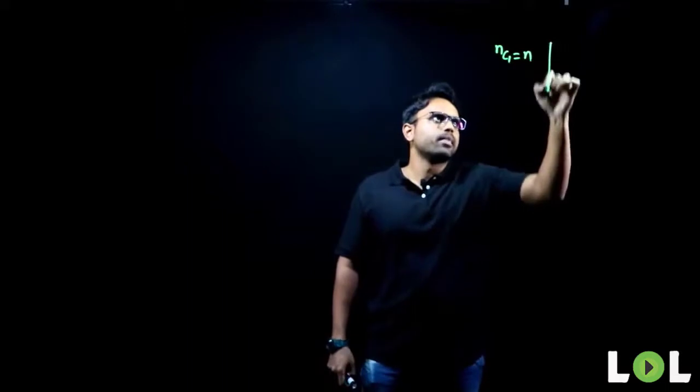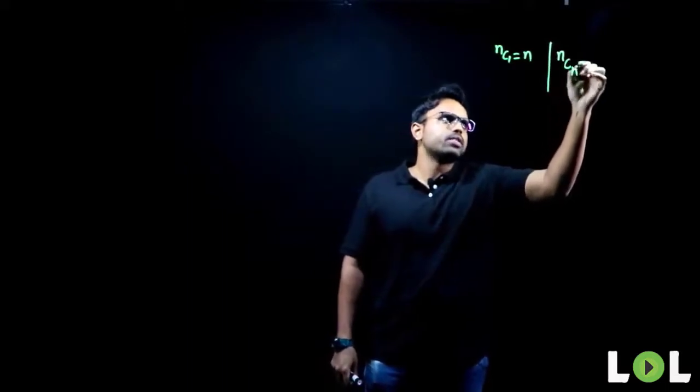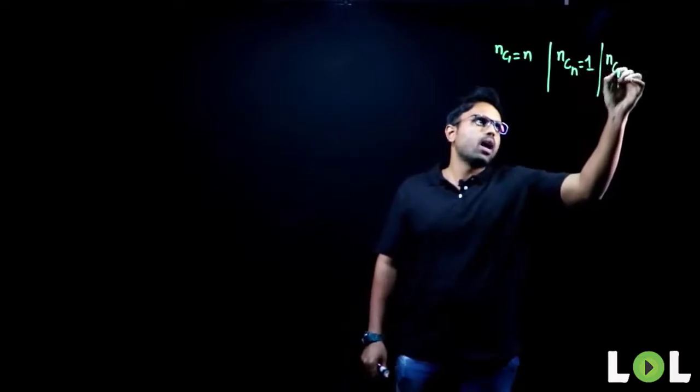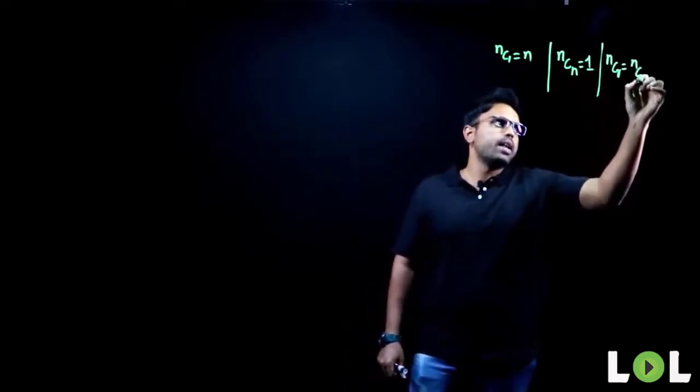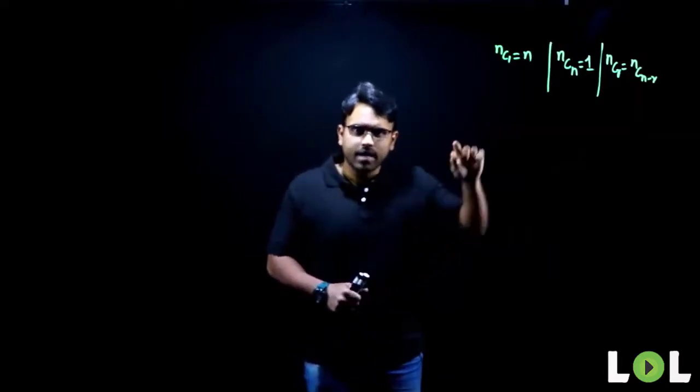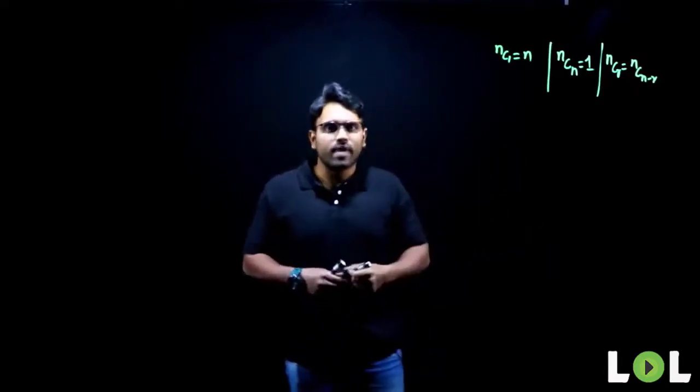Now, I will deal with a few of the identities that we come across in combinations. What are they? NC1 is equal to N. The other one will be NCN is equal to 1. And one more identity, NCR is equal to NC(N minus R). We now know that NCR is nothing but selecting R people out of a total of N people.